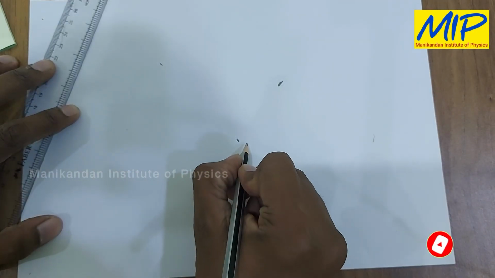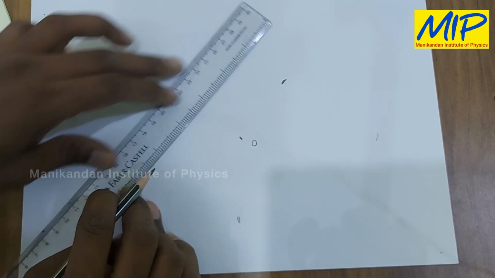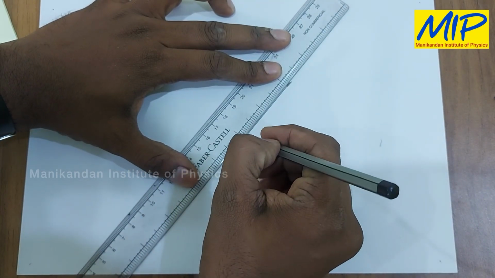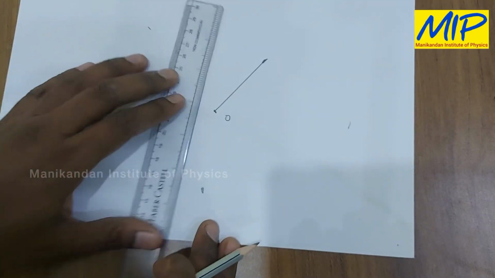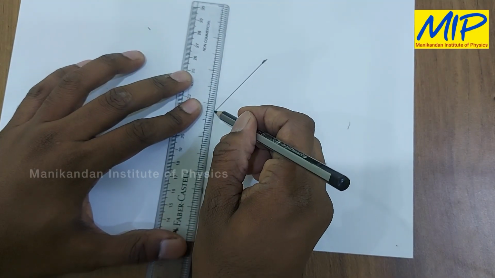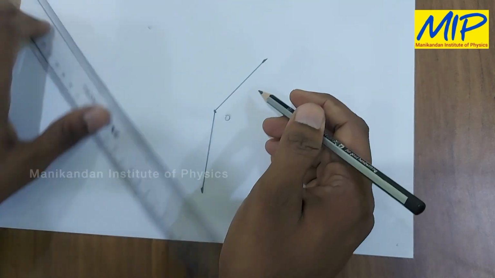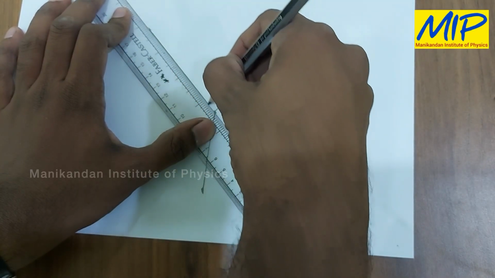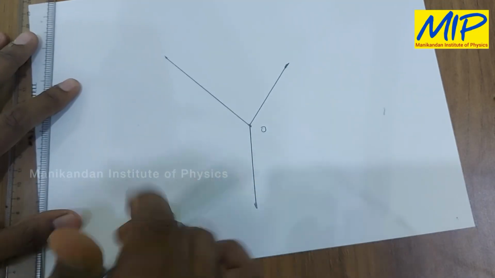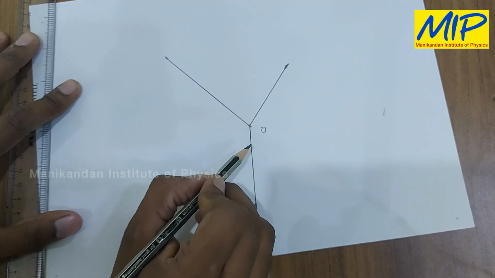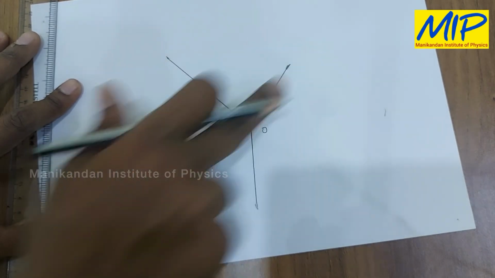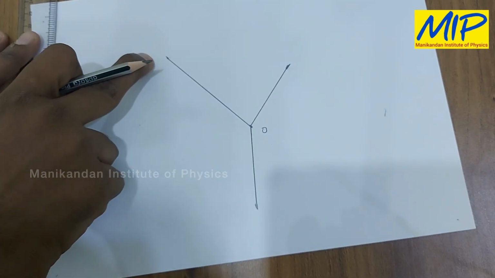So this is my point O, and if I connect these 2 points here, and if I connect this point here, and if I connect this point here, so this is O, and this is a downward force, and this is my force due to Q, and this is a force due to P.